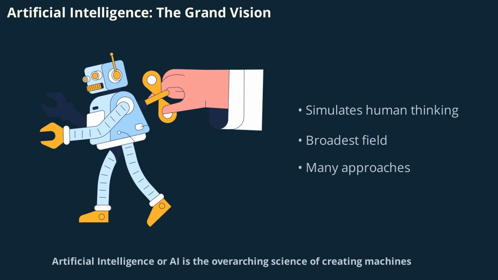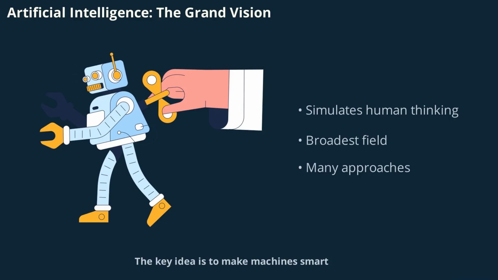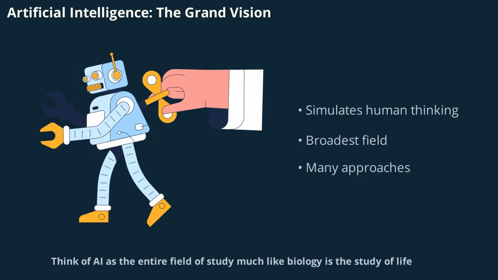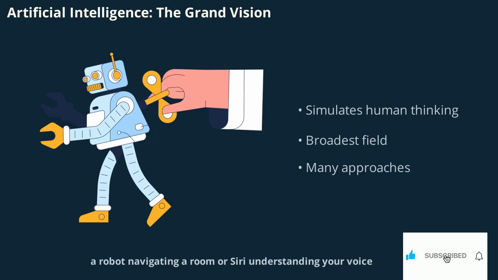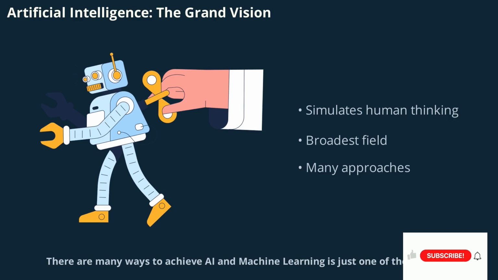Artificial intelligence, or AI, is the overarching science of creating machines that can simulate human thinking and behavior. The key idea is to make machines smart enough to perform tasks that usually require human intelligence. Think of AI as the entire field of study, much like biology is the study of life. Examples include a computer playing chess, a chatbot answering questions, a robot navigating a room, or Siri understanding your voice. There are many ways to achieve AI, and machine learning is just one of them.